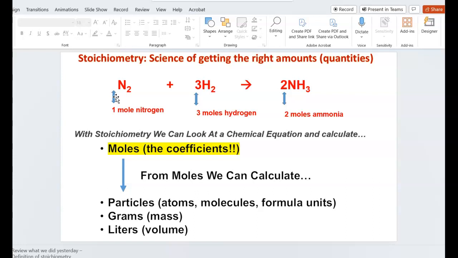So now I could read this equation as 1 mole of nitrogen plus 3 moles of hydrogen makes or yields 2 moles of ammonia. And once we have those moles, from there we can calculate. So we can figure out how many particles we have, how many grams we have, how many liters we have, volume, or a mix of any of those. So that's where we're headed.